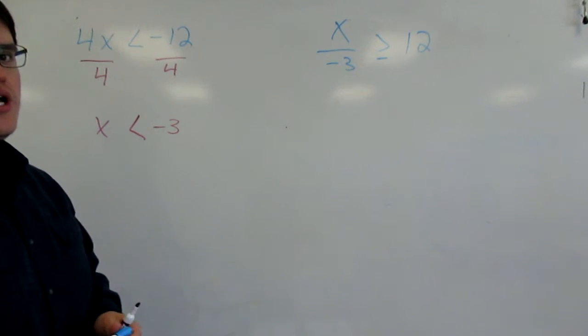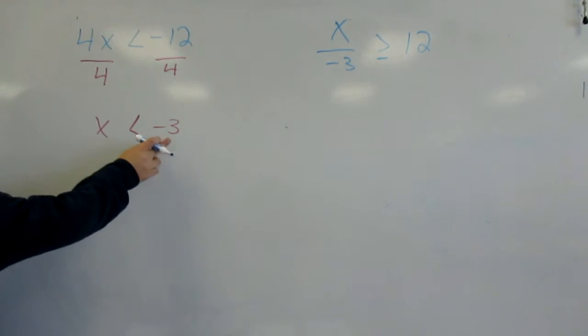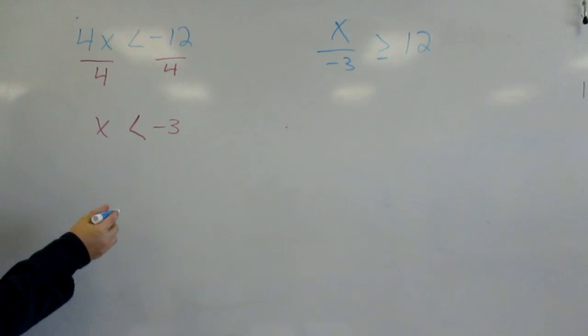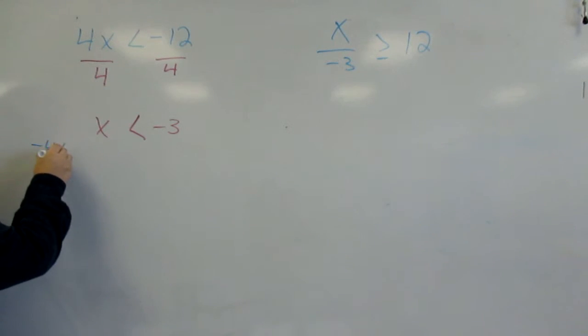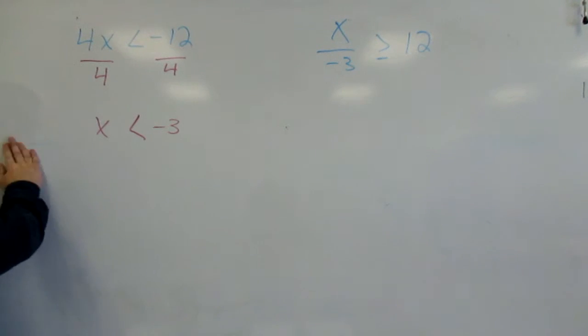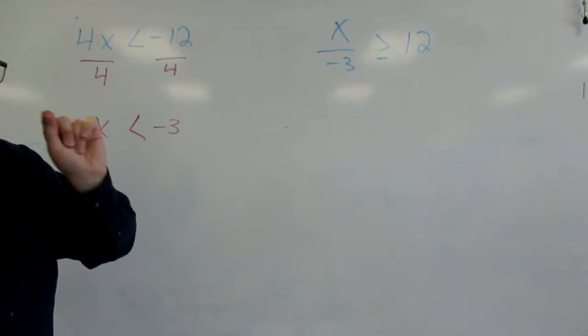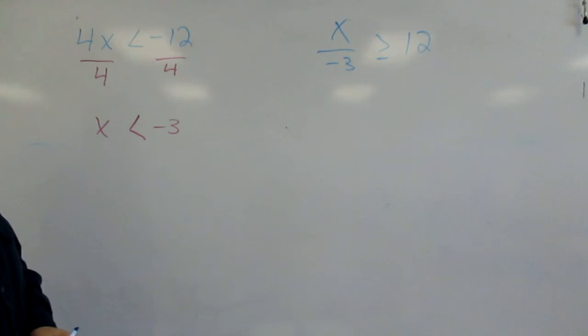And if you're sitting there, you're like, I don't believe you, you're wrong. We'll just do another number. What number do we know is less than negative 3? Well, negative 4 is less than negative 3. Let's put it up here. What's 4 times negative 4? Negative 16. That's less than negative 12. So remember, the number you divide or multiply by has to be negative.